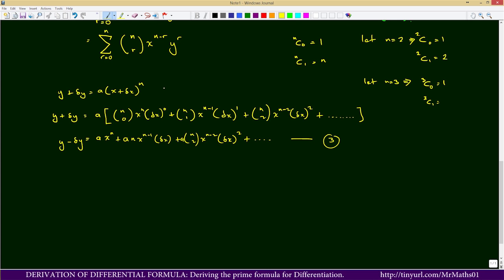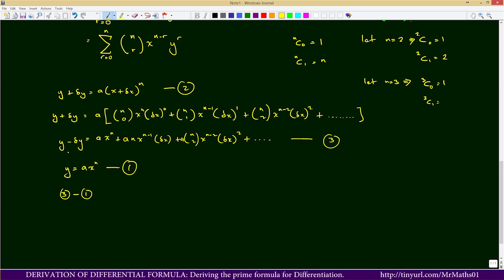We have equation 2 here. By the way, the original equation y is equal to ax to the power of n, which we named as equation 1 before, I'm going to put it back here. And we are going to manipulate equation 3 and 1 by subtracting equation 1 from 3. So what do we have when 3 minus 1?